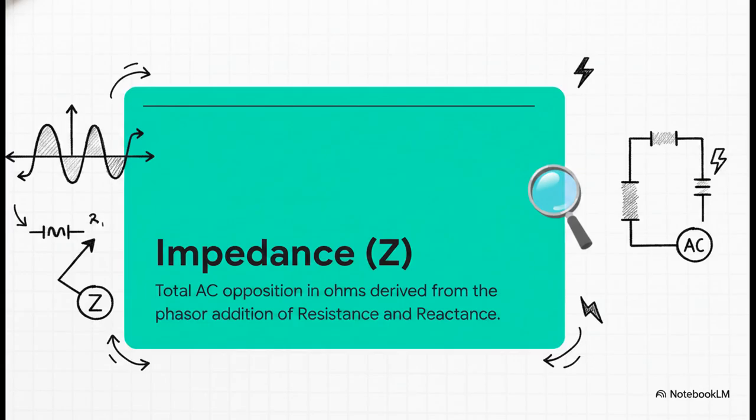But guys, here is the trick. Because of those 90-degree phase shifts we literally just explored, you cannot simply add 100 ohms of resistance to 100 ohms of reactance, like normal math. 100 plus 100 absolutely does not equal 200 here. Because they are completely out of phase, they have to be added together as vectors.